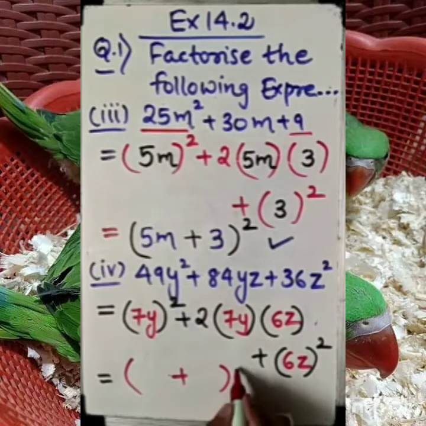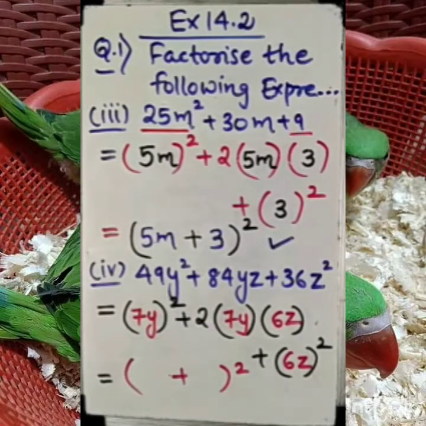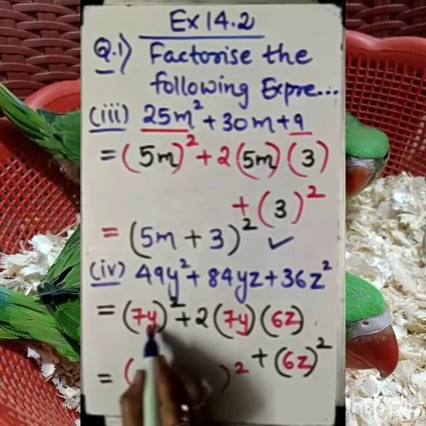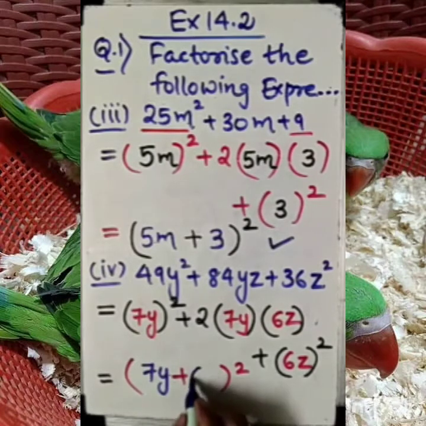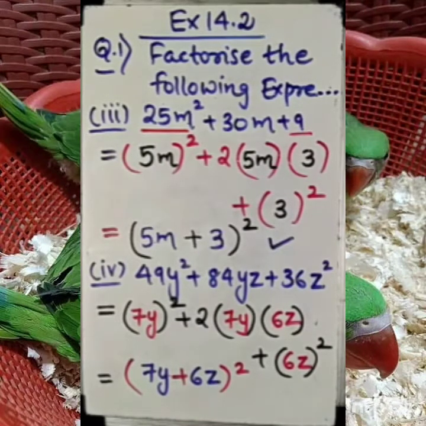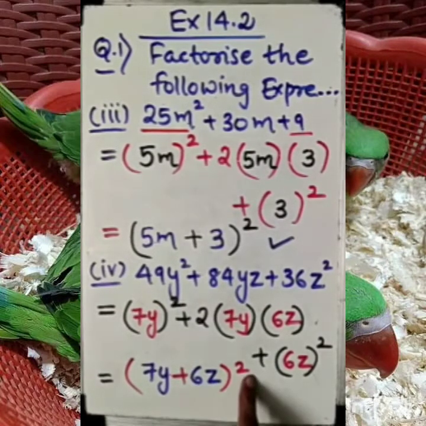Our answer is a plus b whole square. First identity. What is a? A is 7y. So I am mentioning 7y here. What is b? That is 6z. So the complete answer is 7y plus 6z whole square.